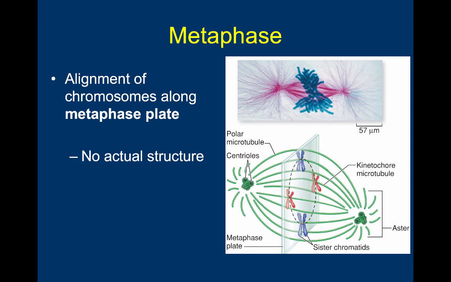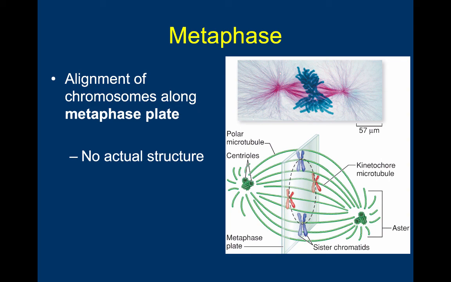So from there, we're going to move to metaphase. And during metaphase, what we're going to do is line up the chromosomes on something called the metaphase plate. The metaphase plate is more or less like the equator of the cell. It's not actually a physical structure, just like the Earth, which we think of as having an equator, but it's not actually physically a thing.